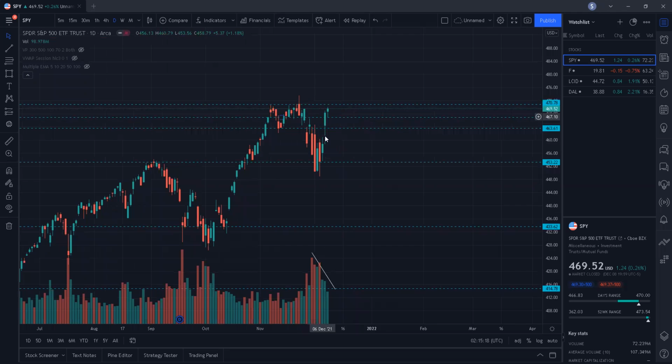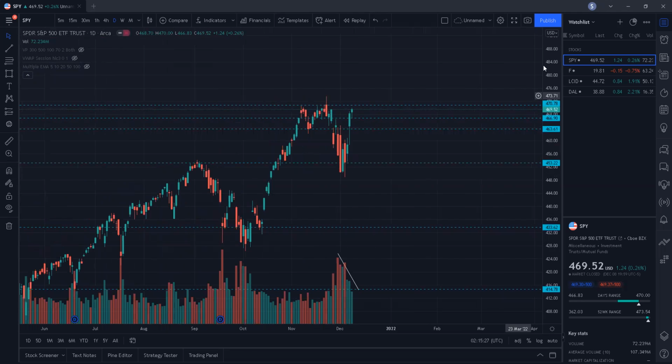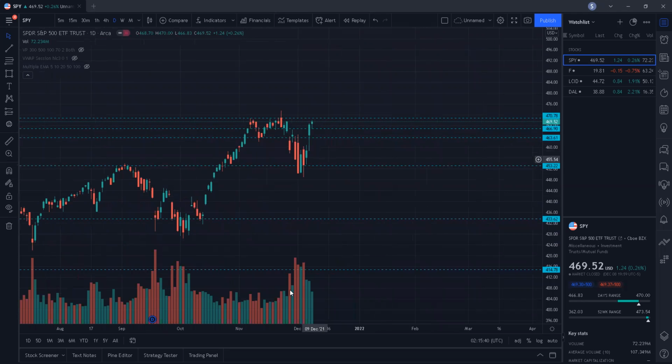So, looking at volume and looking at price action are key, right? With that being said, volume plays a key role, and I like to preach to keep trading simple.